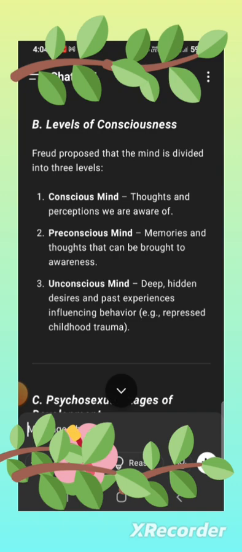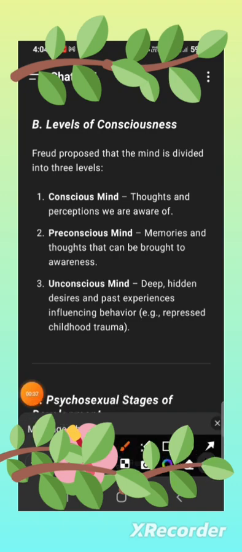Levels of consciousness. Freud compared the mind to an iceberg, with most mental processes hidden beneath the surface. Conscious mind: thoughts and feelings we are aware of, for example decision making. Preconscious mind: thoughts that are not currently in awareness but can be recalled, for example memories and knowledge. Unconscious mind: deeply hidden fears, desires, and past trauma that influence behavior without our awareness.